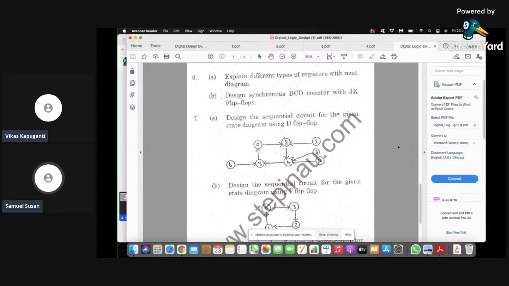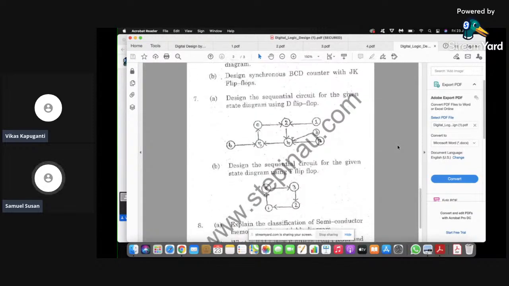BCD counter. So in counters, you can have bit counters or mod counters. So BCD is nothing but a mod 10 counter. You'll have states from 0 to 9 only. And here it is explained as synchronous. So there are two types, asynchronous and synchronous. Here they asked you for a synchronous counter with BCD, that is, from 0 to 9 states, right? And the seventh question is given with a state diagram.